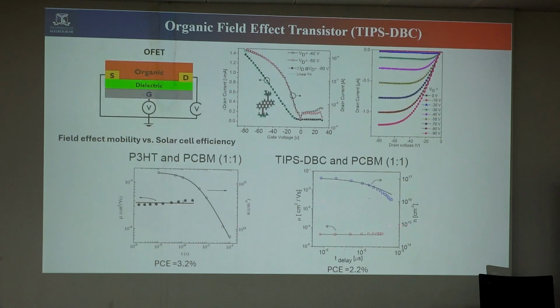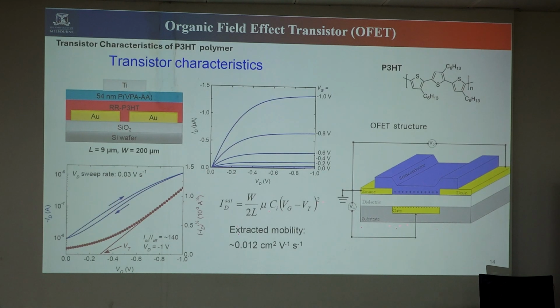Okay, this is an example of P3HT, PCBM and TIPS pentacene, showing how the mobility is varying. I think I have shown this example in my previous lecture, just to show how this OFET can be used to measure the mobility. The other thing is the transistor characteristics for P3HT. For this P3HT, we made a device on SiO2 with gold contacts, and we found that the mobility of this device is 0.12.